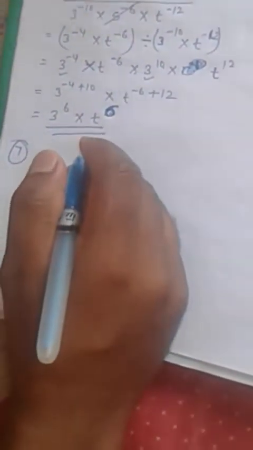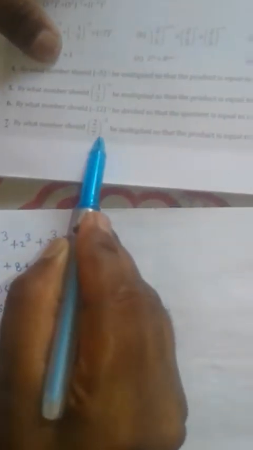Now the question number 7 of the same exercise. What is the question? By what number should (2 by 7) to the power minus 2 be multiplied so that the product is equal to (5 by 7) to the power minus 1? Let's solve.